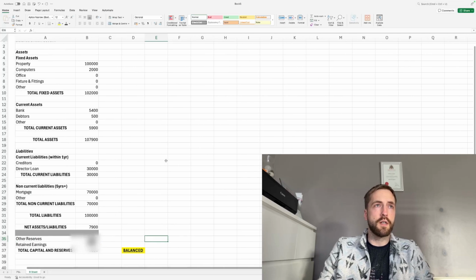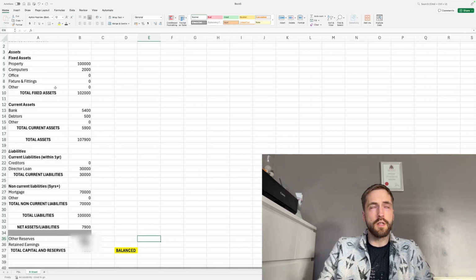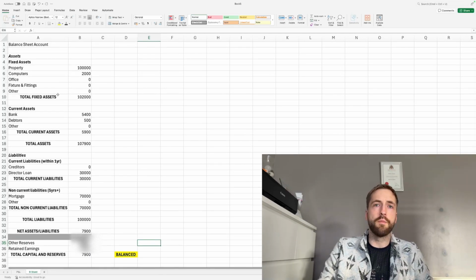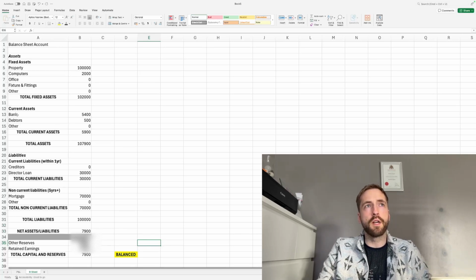So we've talked about the assets. We know that in here you analyze how much your company actually owns. So fixed assets is things like property, fixtures and fittings, etc. So in this case it's 102,000. Current assets is how much liquid cash you have available in your bank, how much people owe you. Altogether is the sum of your assets, or your total assets.